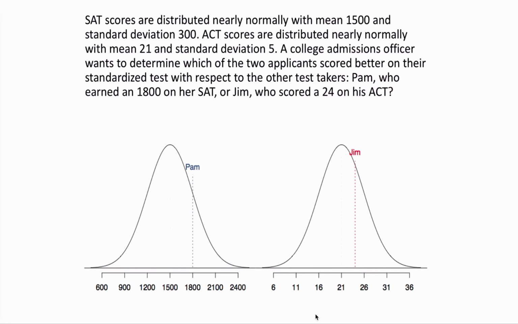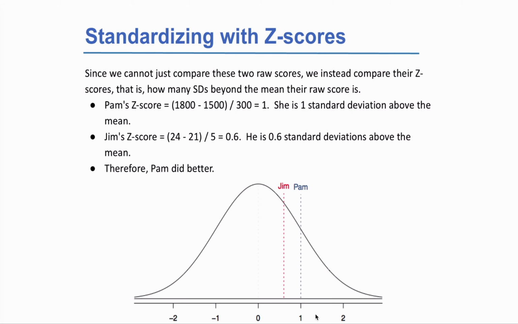So here's a sketch, and you may be able to tell, looking at the sketch, who scored better. But we can figure it out using z-scores, right? We can't just compare Pam's 1800 to Jim's 24 because they're on totally different scales. So instead, we compare their z-scores, which is how many standard deviations beyond the mean their raw score is.